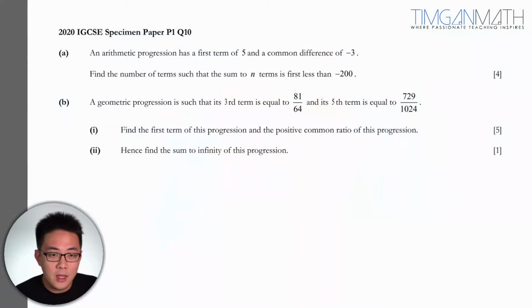Hi students, let's look at this question here, which was taken from the year 2020 IGCSE Specimen Paper 1 question 10. Let's see how we can do this question here proficiently. So for the first part, you're given an AP, which has a first term of 5 and a common difference of -3.